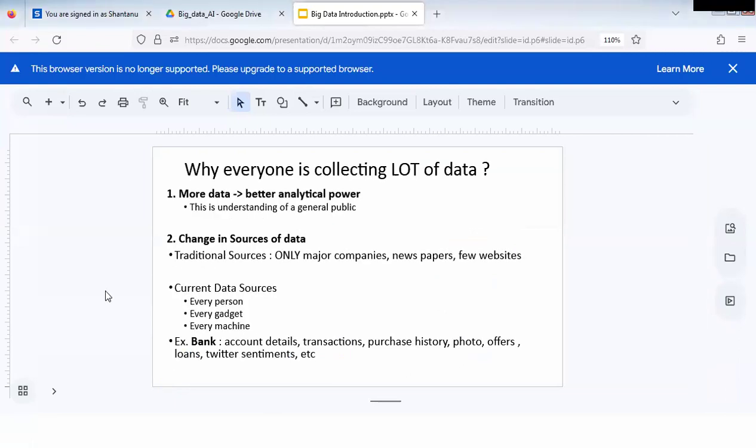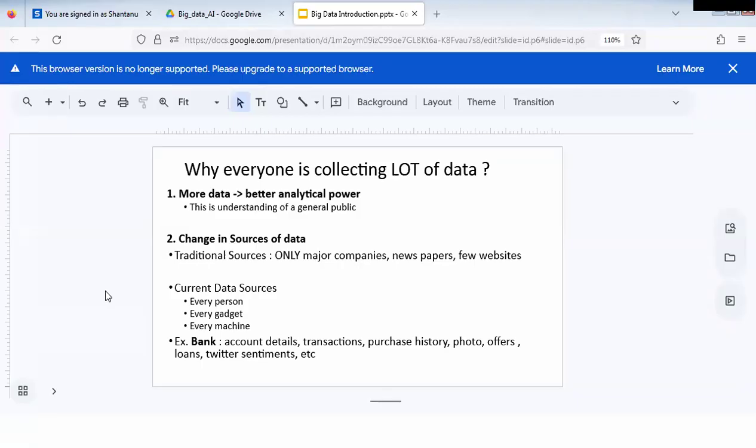Next. So everyone today is collecting lots and lots of data. Why? सब लोग चाहते हैं कि कुछ भी हो जाए, they want to collect more and more data, and all that kind of thing. So why? Because generally people think more data means better analytical power.